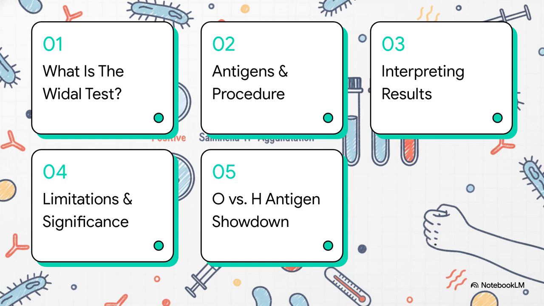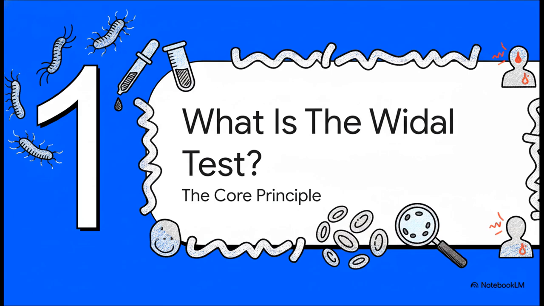First, we'll cover the basics, what the Widal test actually is. Then we're going to roll up our sleeves and look at how it's done. After that, we'll learn how to read the results, talk about its biggest problems, and then wrap it all up with a high-yield showdown between the two key players, the O and H antigens. Okay, let's dive right in.